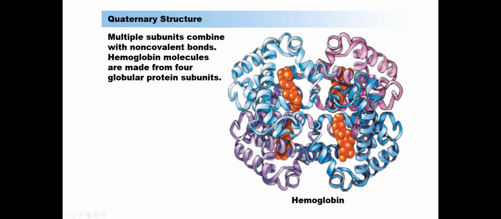And finally, at the highest level, you have what's called the quaternary structure. So multiple subunits combined with non-covalent bonds. So a classic example of this would be the hemoglobin molecule, which actually has 4 subunits. So it has 4 globular proteins, so that you can see the different shades here of these structures, and they combine together to form one very large protein structure.